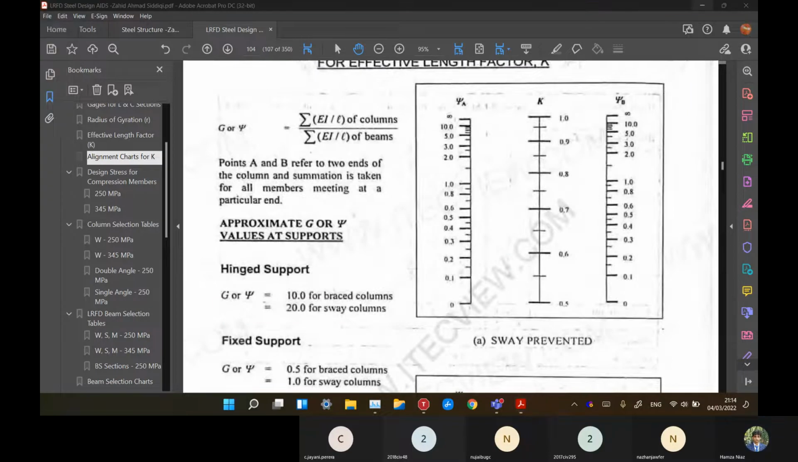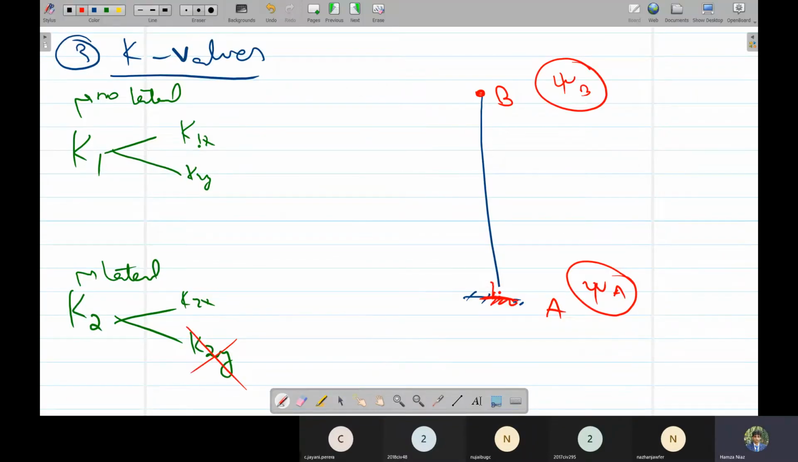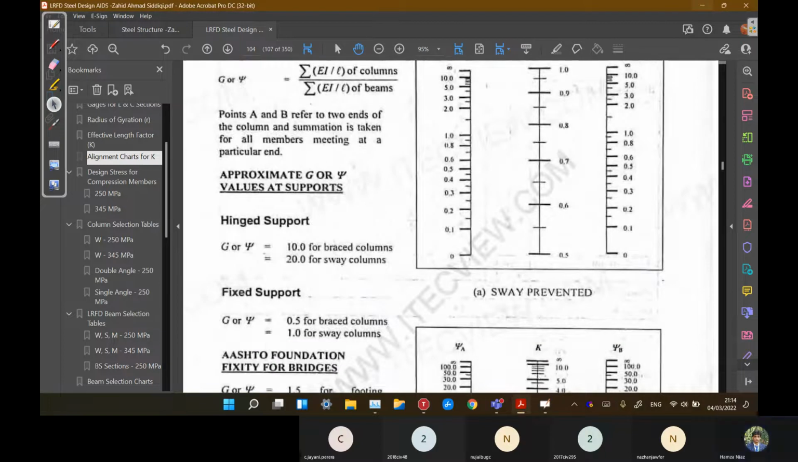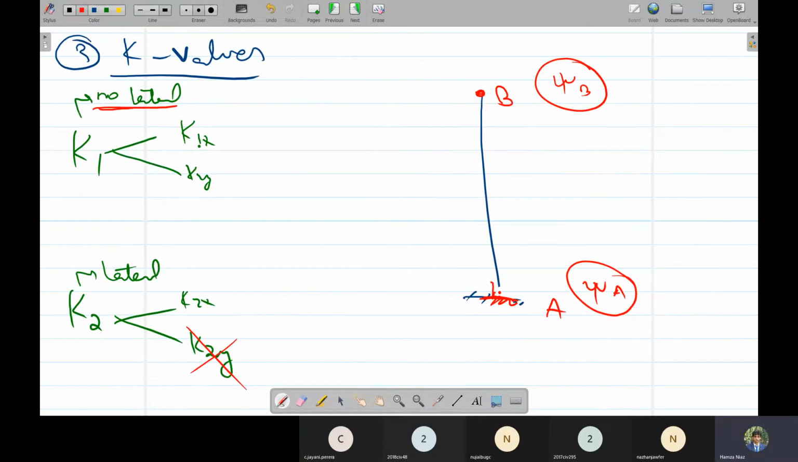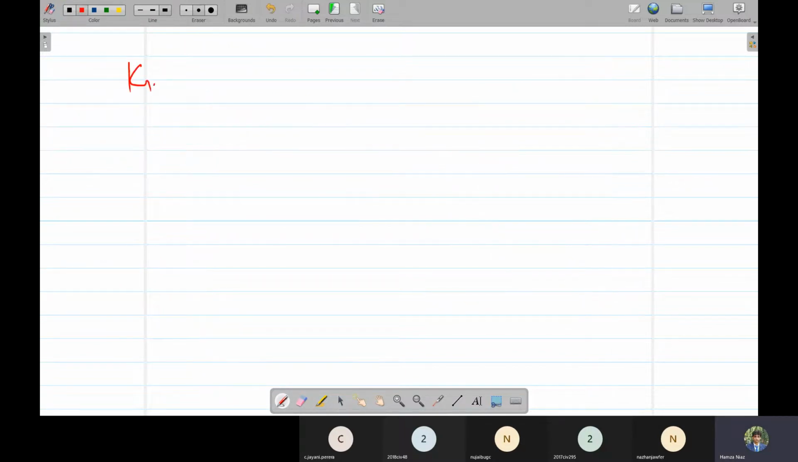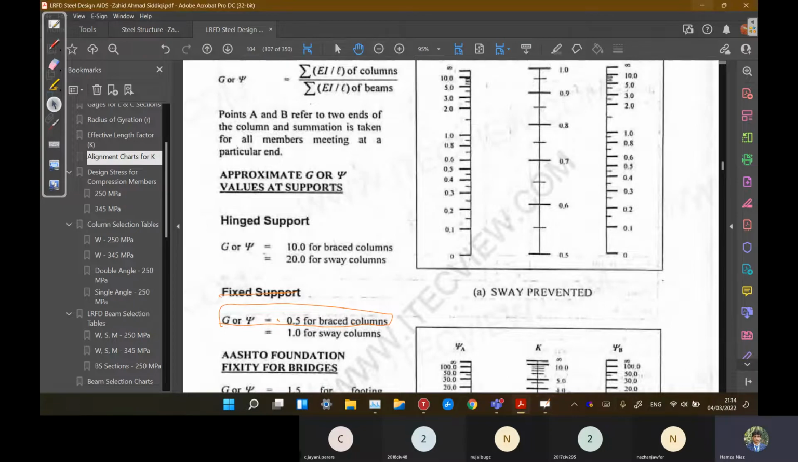So at point A we have a fixed support. For a fixed support, the psi value is directly given. The psi value is 0.5 for a fixed support as well as for braced. K1, we were saying, is for no lateral translation, so it is braced, same meaning. And for K1X, psi A would be 0.5, for fixed support as well as braced.